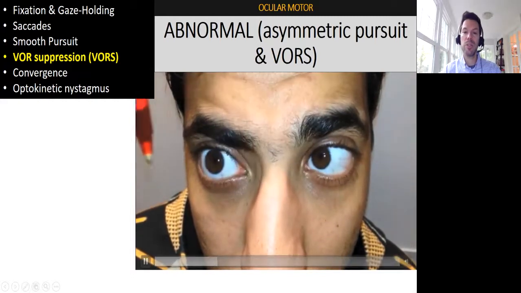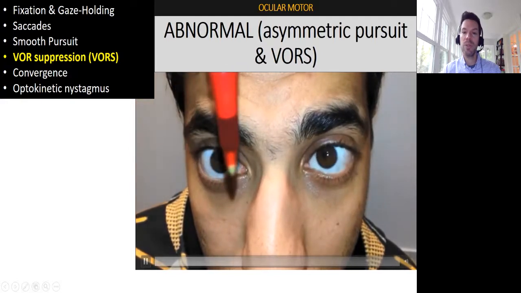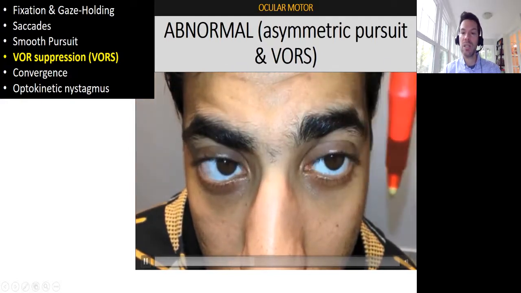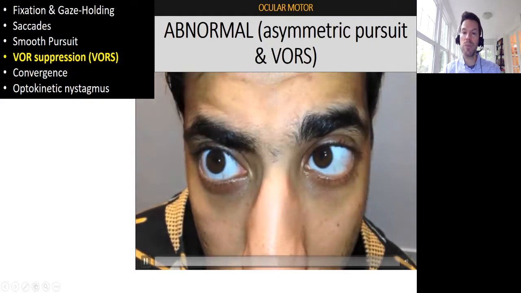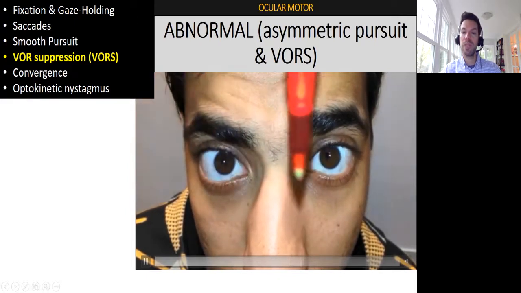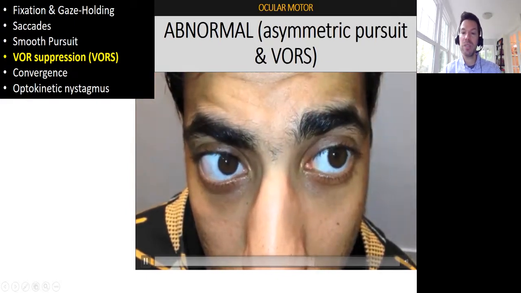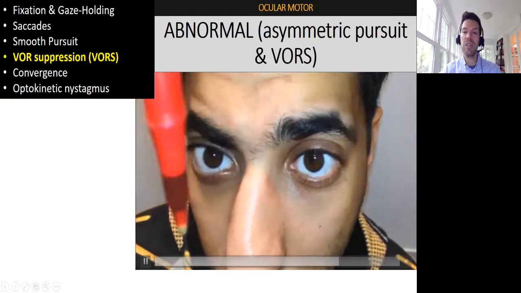This is an example of asymmetric pursuit. Asymmetrically saccadic. So to the right, it looks normal. To the left, it's really choppy. It's really saccadic. To the right, it looks normal. To the left, it's choppy. So this is asymmetric. This is not sort of a neurodegenerative problem. This implies that there's a lesion somewhere.